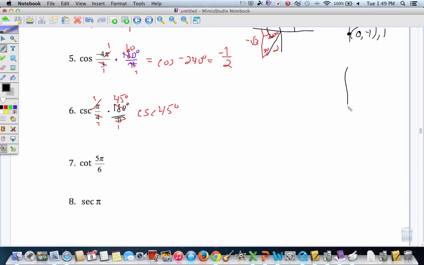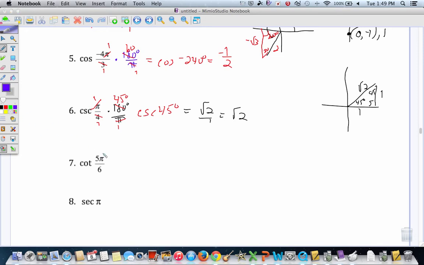Again, hoping we would all agree that that would lie in quadrant number 1. So we have a 45 degree angle. We'd come straight down and make a 45, 45, 90, or 1, 1 and square root of 2. Cosecant being r over y, so the cosecant would be square root of 2 over 1, or just the square root of 2.